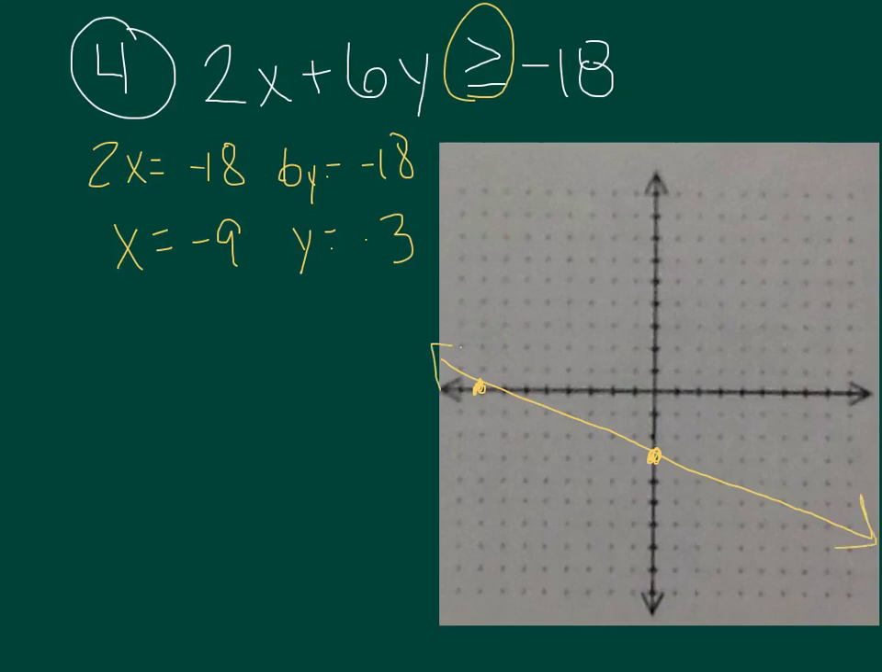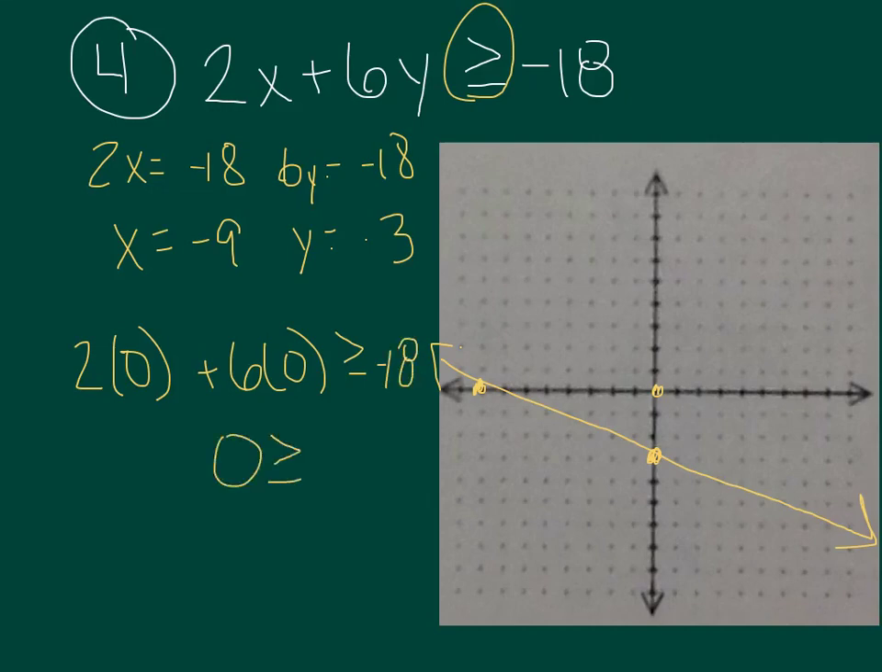Okay, pick a point not on the line, so we're going to pick 0, 0. So if it's true, we're going to shade towards 0, 0. If it's false, we're going to shade away from it. So we have 2 times 0 plus 6 times 0 is greater than or equal to negative 18. So you get 0 is greater than or equal to negative 18. Is 0 greater than or equal to negative 18? Yes, so we want to shade towards 0, 0 since 0, 0 is an answer.